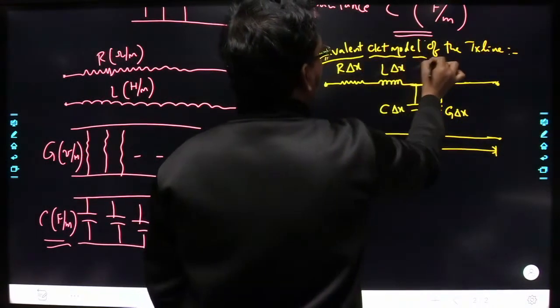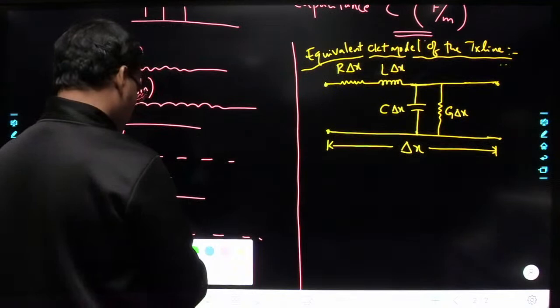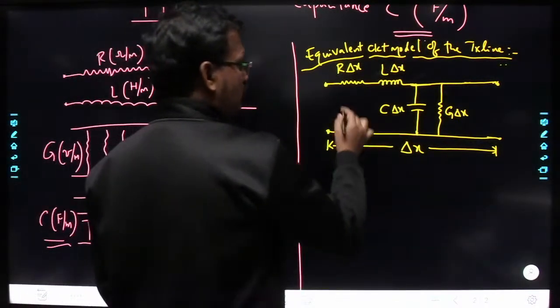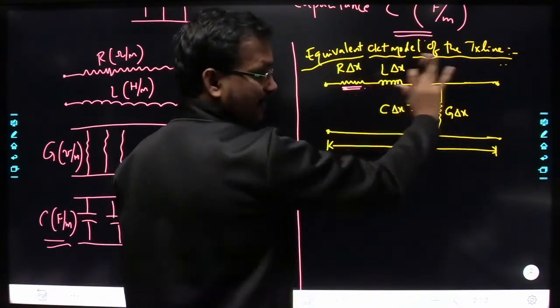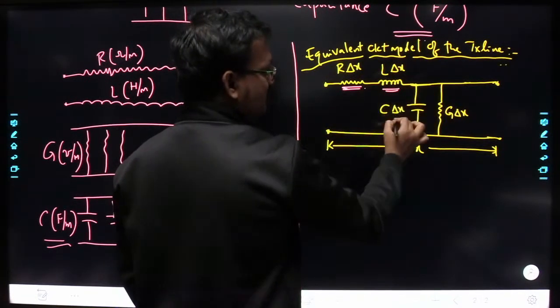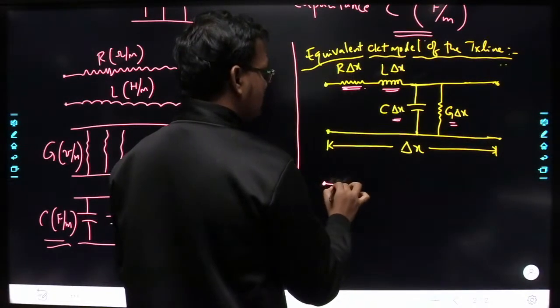So it is not compulsory to represent only in this manner. Why? Because we know that it is not located only at this particular location. It is distributed throughout the length, and similarly this one, this one, and this one. So I can represent the circuit model in this manner also.